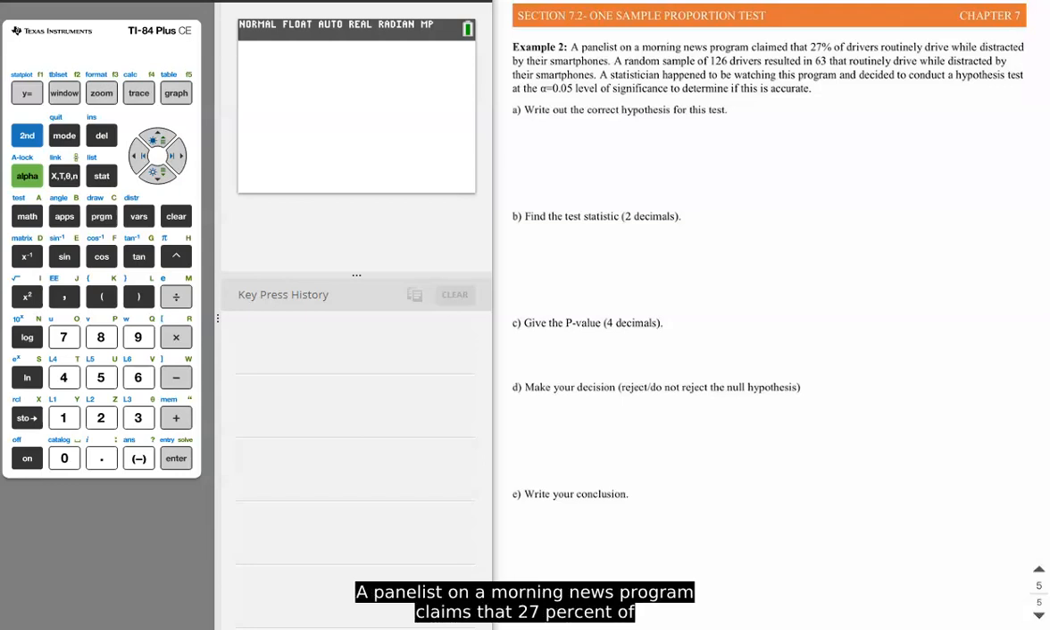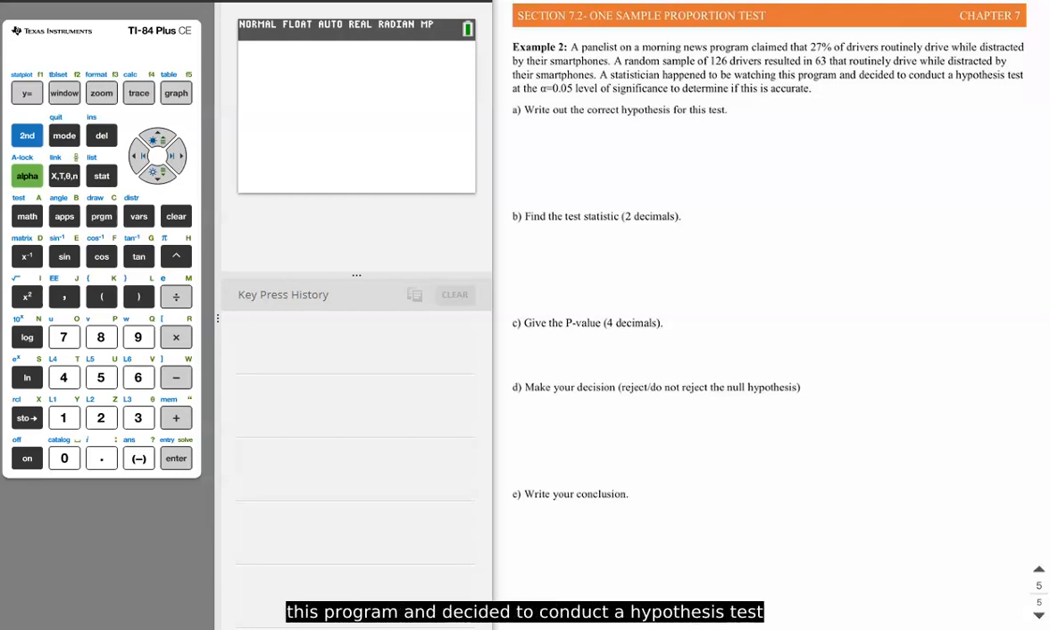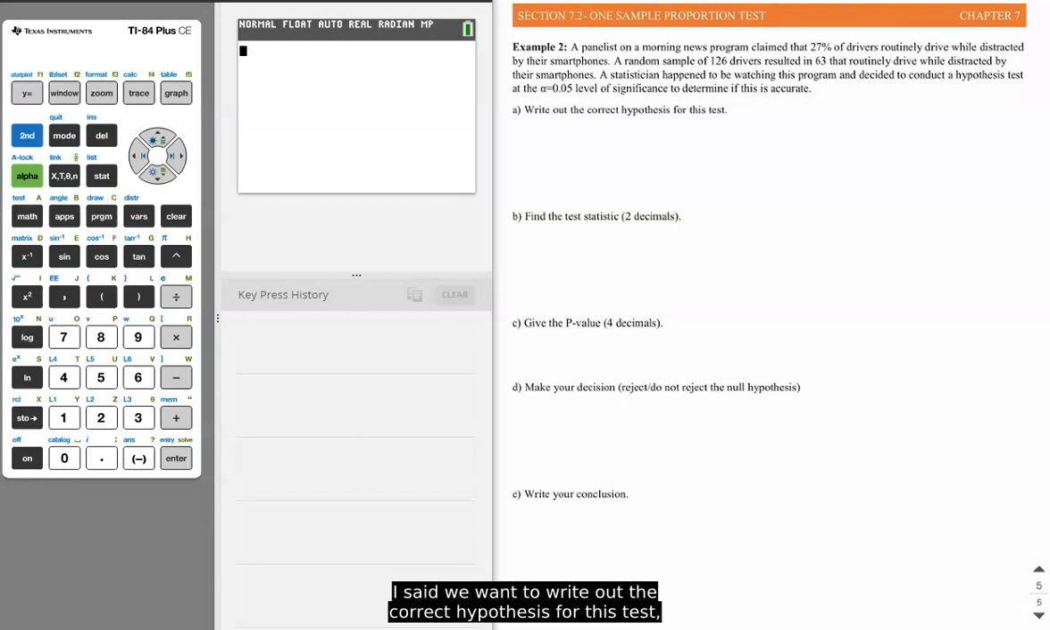So the analyst on a morning news program claims that 20% of drivers routinely drive while distracted by their smartphones. A random sample of 126 drivers resulted in 63 that routinely drive while distracted by their smartphones. A statistician happened to be watching this program and decided to conduct a hypothesis test at the alpha equals 0.05 level of significance to determine if this is accurate. So A says we want to write out the correct hypothesis for this test, right?